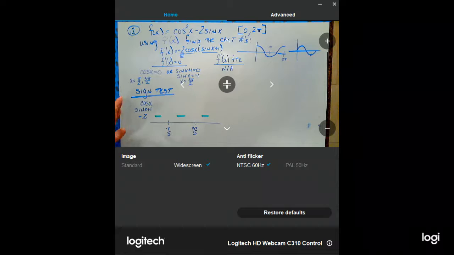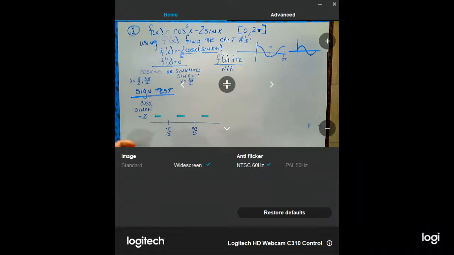Now, how are we going to go about plugging in our plus and minuses? Well, we could put in test points. We really could. We could plug in pi over 4. We could plug in pi. We could plug in 7 pi over 4. That's perfectly allowable. It's perfectly acceptable. But an easier way to do this is just to take a look at the graphs we have over here.